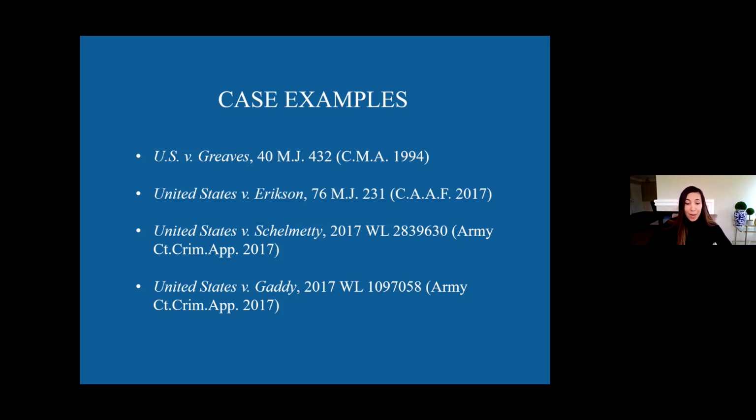So as a VLC, I might look to rely on a case like Greaves to highlight apparent attempts by an accused to insinuate a certain level of promiscuity by the victim, which again is forbidden by 412, unless an exception applies.